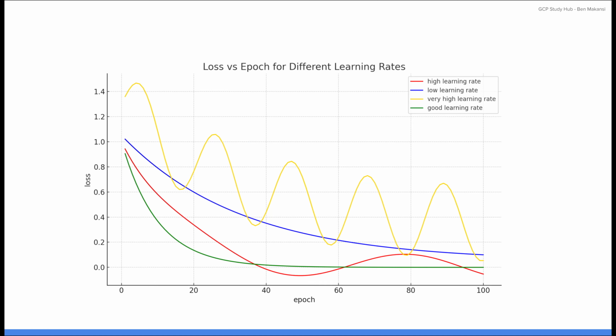Finally, the yellow line shows a very high learning rate, and this is where things become definitely problematic. The loss oscillates wildly, jumping up and down throughout the training. At some points, it reaches 1.4, which is even higher than where it started, and this erratic behavior indicates that the learning rate is just way too large, causing the model to bounce around without ever settling into a good solution. So this visualization demonstrates why learning rate selection is so crucial. Too low and training is inefficient. Too high and training becomes unstable or even counterproductive.